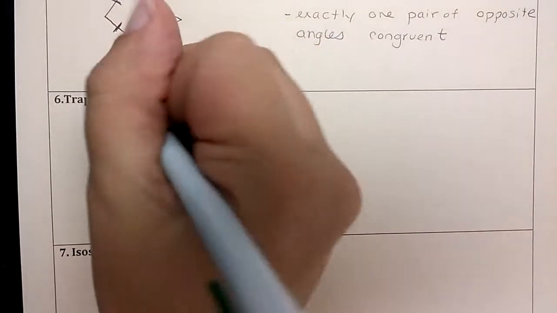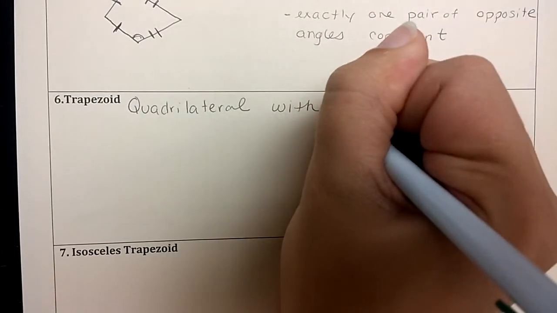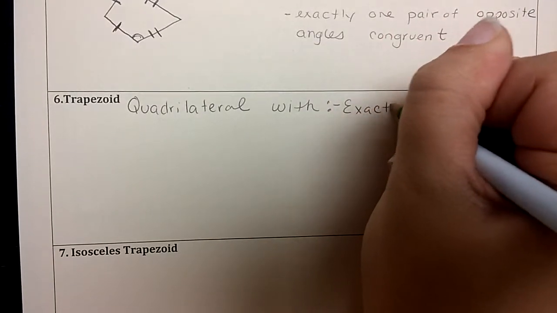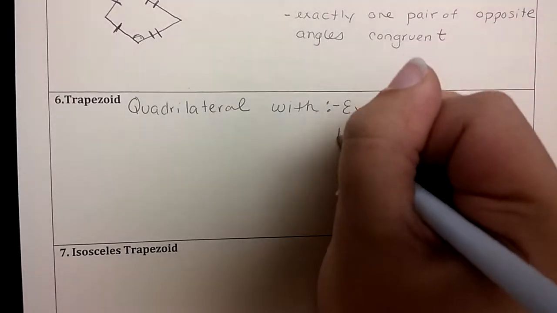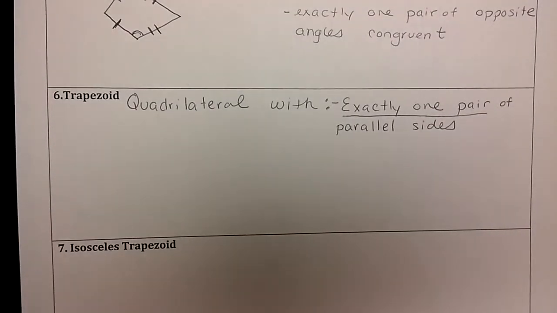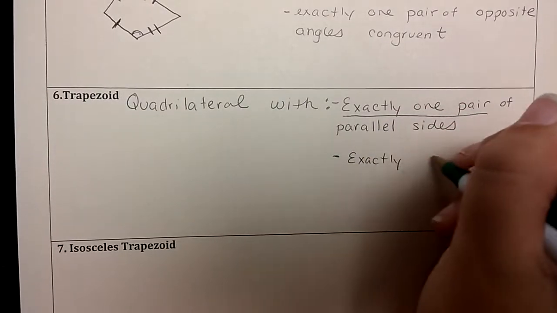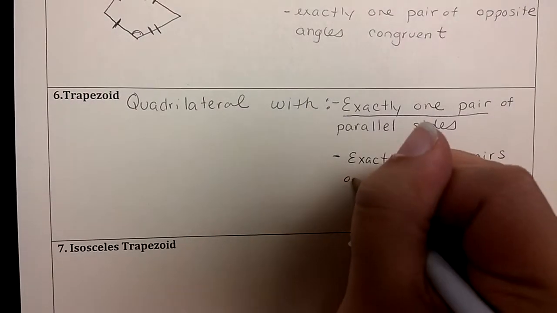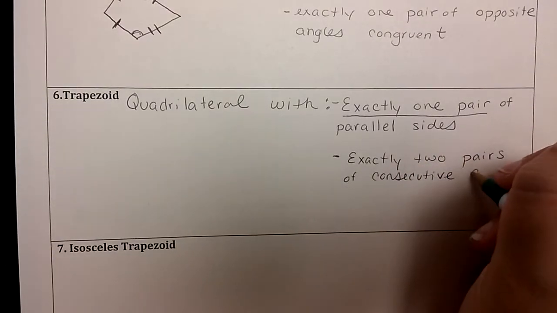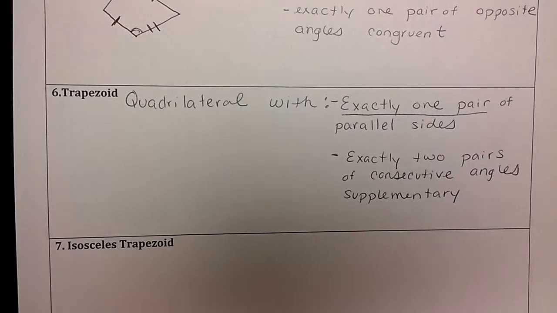Trapezoid. A trapezoid is also a quadrilateral with the following properties. It has exactly one pair of parallel sides. So exactly one pair of parallel sides. And it has exactly two pairs of consecutive angles that are supplementary. So exactly one pair of parallel sides and exactly one pair of consecutive angles that are supplementary.